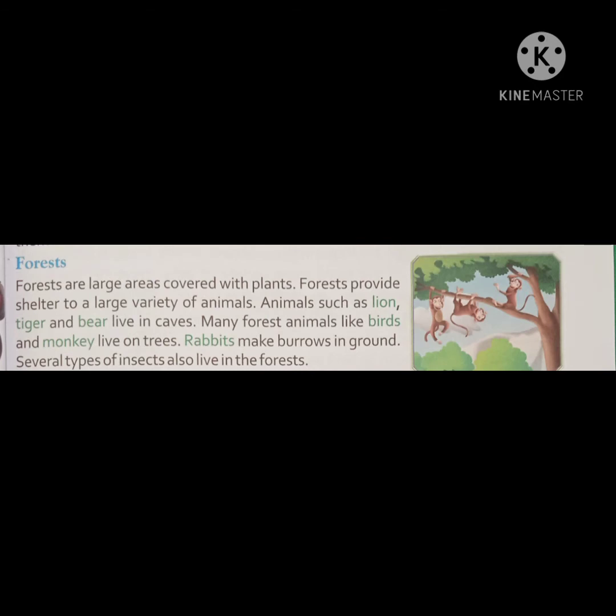So the first one is forest. Forests are large areas covered with plants. Forest provides shelter to a large variety of animals. All of you know what a forest is, okay? And you have to just remember the names of animals which live in forest. For example, lion, tiger, bear, etc. Also, birds and monkeys live in trees in the forest.